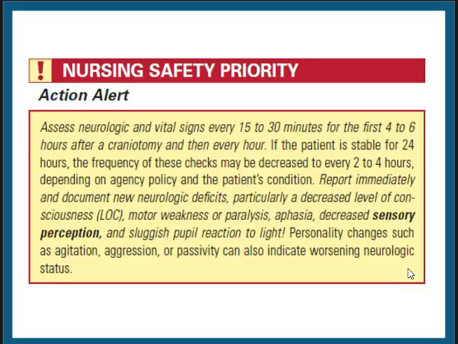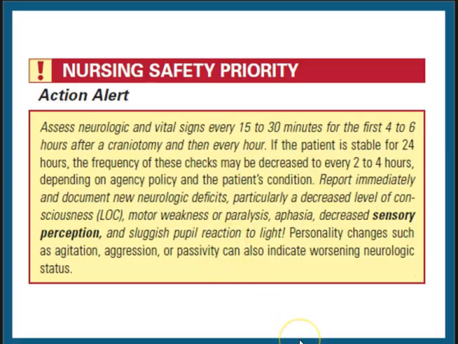Okay, so action alert. Assess neurologic and vital signs every 15 to 30 minutes post-op for the first 4 to 6 hours after a craniotomy. Neurologic vital signs. So that's going to be, can you tell your name, your date of birth, where you are, how you got here? Can you follow me around the room? Can you do your PERRLA? And then you're going to do your heart rate, your blood pressure, your respirations, all of that every 15 to 30 minutes. So would this patient be on a med-surg floor? No, going to be in the ICU.